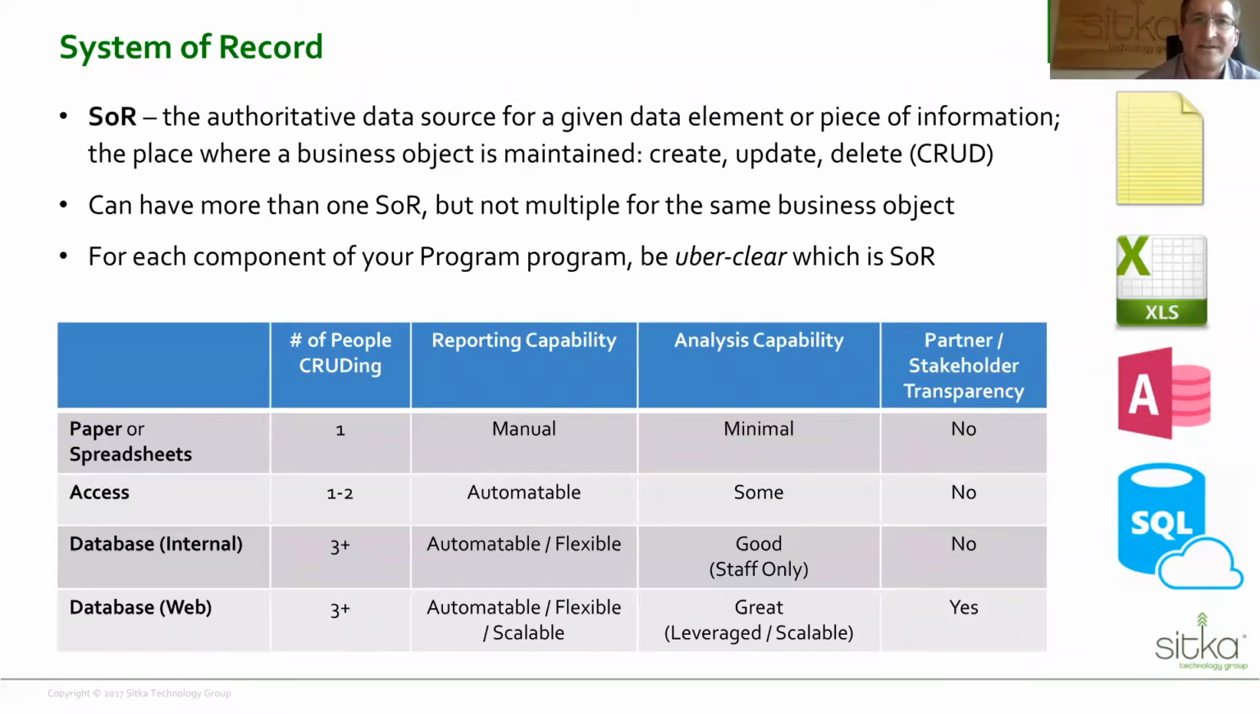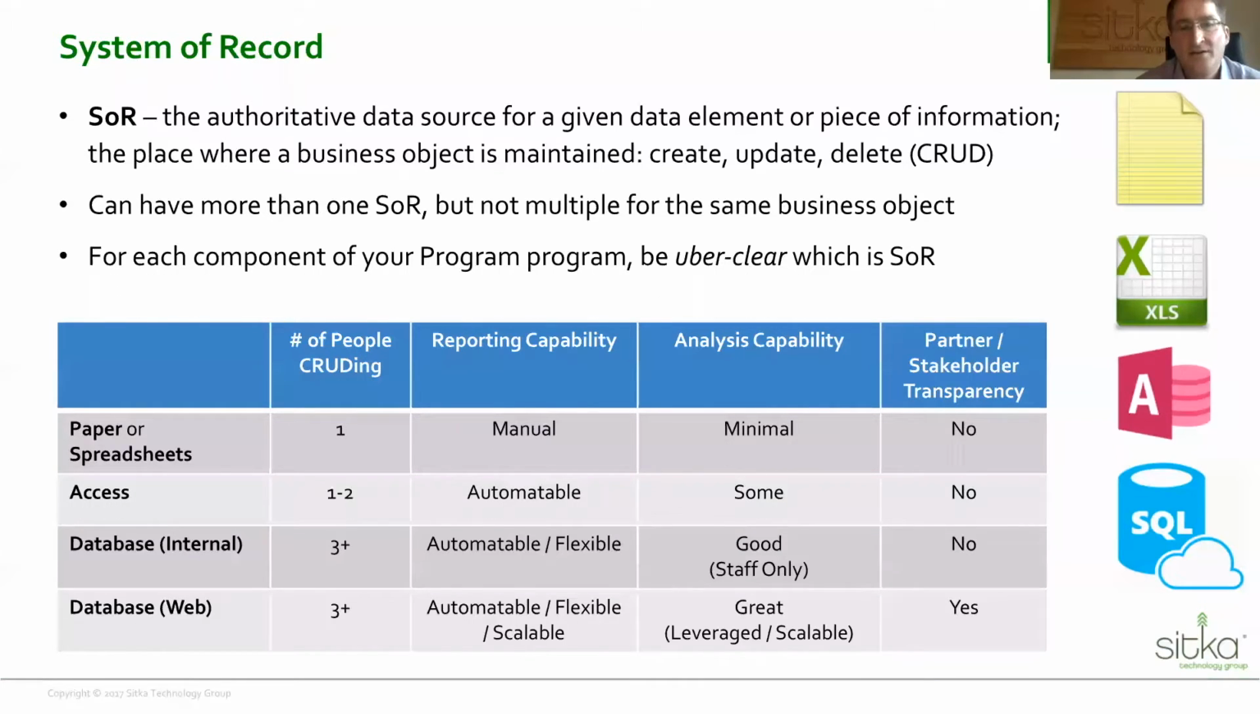And the system of record is the authoritative source. It's the source of truth for any given element within your program. It might be a project, it might be a funding source. And as tools designers, we often talk about where the CRUD happens. And by CRUD, that's create, update, and deleting of records.